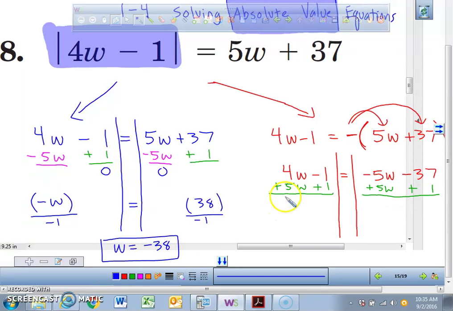So let's see what we have. We've got a 4w and a 5w. Gets us to 9w. This, what happens? That zeroes out. This zeroes out, and what are we left with?